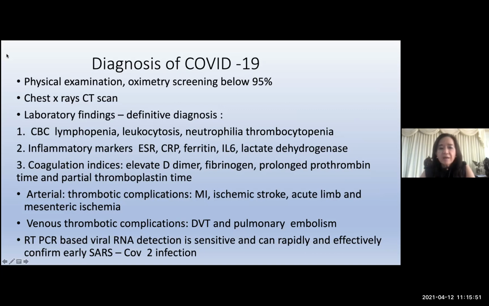You also may have thrombotic complications: your MI, your stroke, acute limb and mesenteric ischemia. You have your venous thrombotic complications, your DVT and pulmonary embolism. Your RT-PCR-based viral RNA detection is sensitive and can rapidly and effectively confirm early SARS-CoV-2 infection. That's why RT-PCR remains the gold standard in detecting COVID-19.